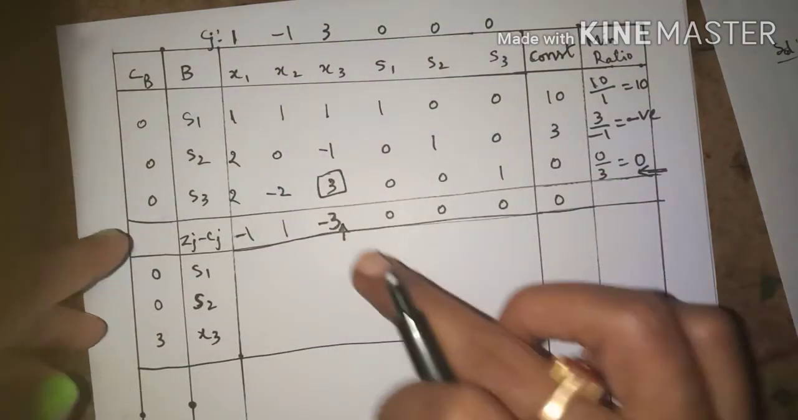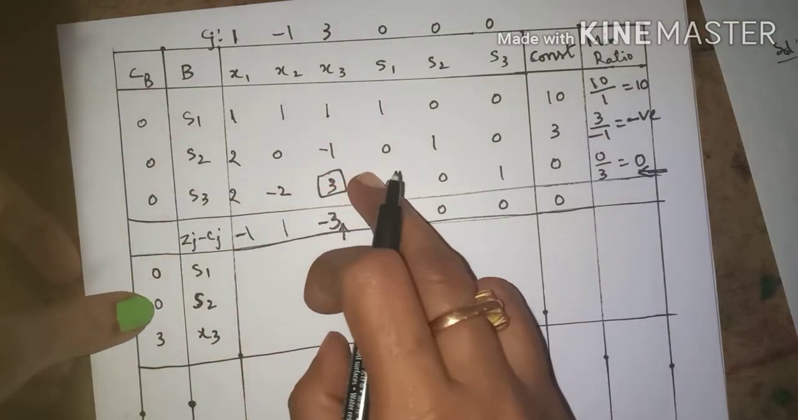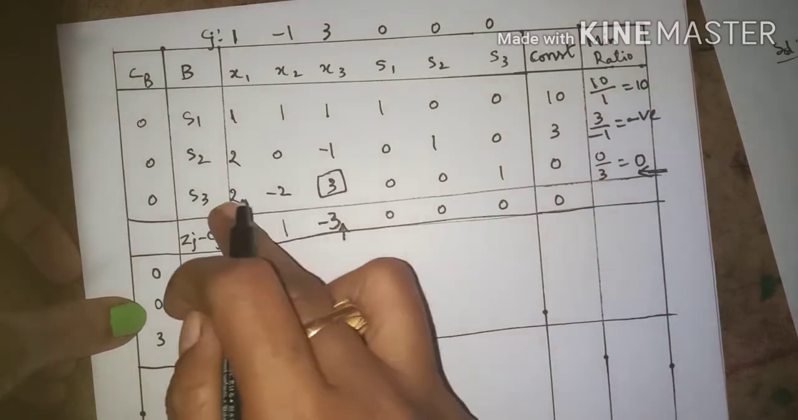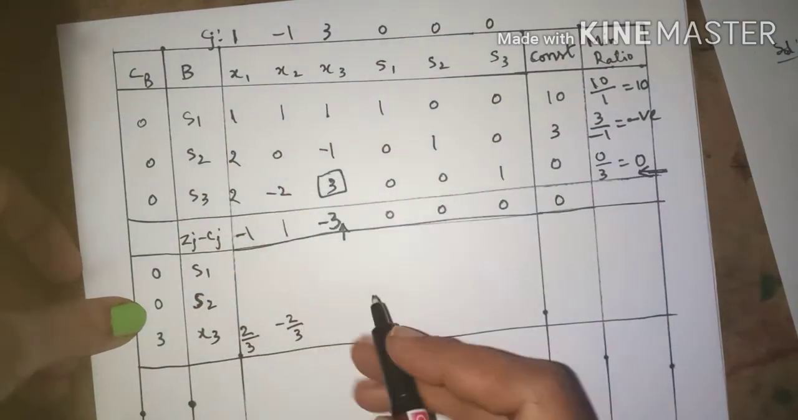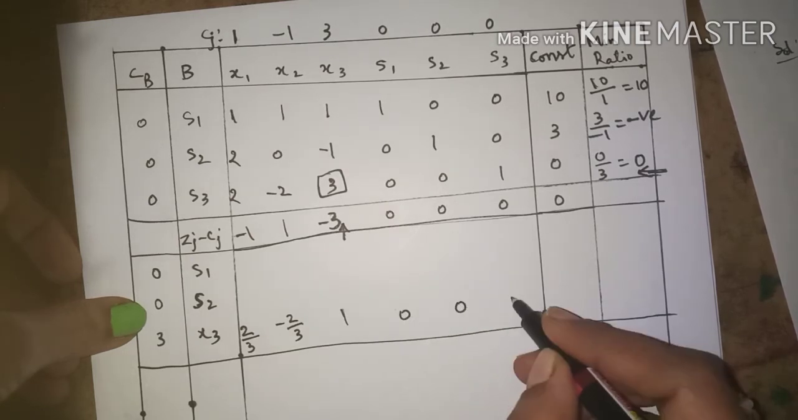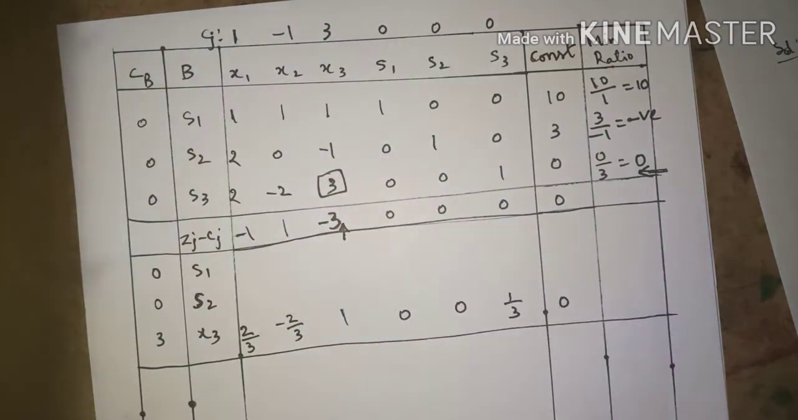Now here the pivot element is 3. What we have to do with the 3, the simplex procedure is, you have to convert the pivot element into 1, and the other elements above or below it, if there are any, you have to convert into zeros by doing some elementary row transformations. Here the pivot element is 3, so we divide the whole row by 3: 2 by 3, minus 2 by 3, 3 by 3 is 1, 0 by 3 is 0, 0 by 3 is 0, 1 by 3, 0 by 3 is 0. I converted this pivot element into 1.